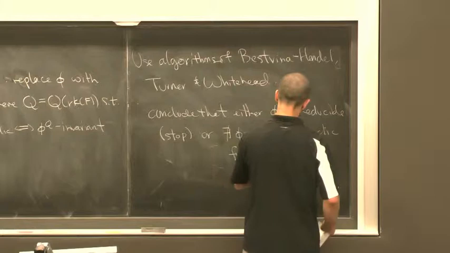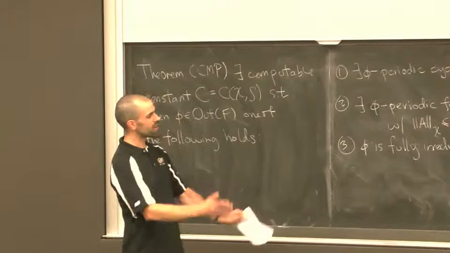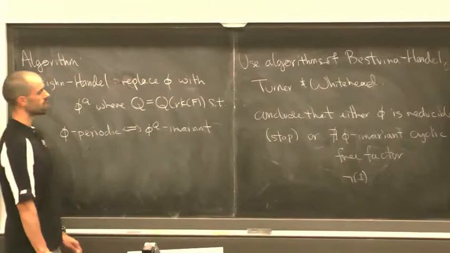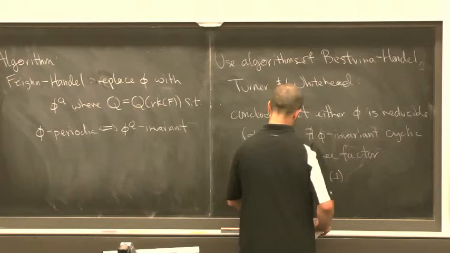Right, so in other words, not one. So I can either say there's some sort of obvious reduction, so stop, or else I can tell you that, in fact, there is no invariant cyclic free factor. So case two or three has to happen. And so now I just do the naive thing. So two or three.